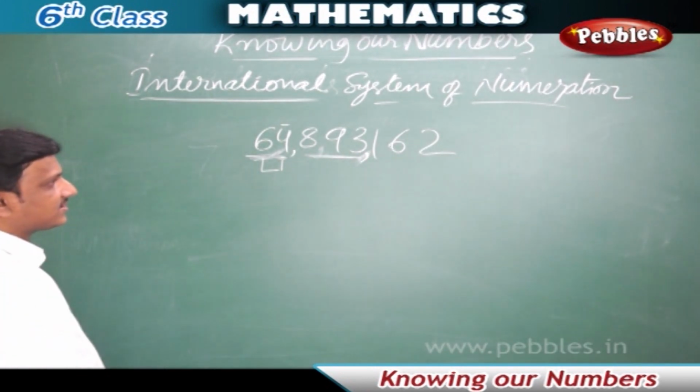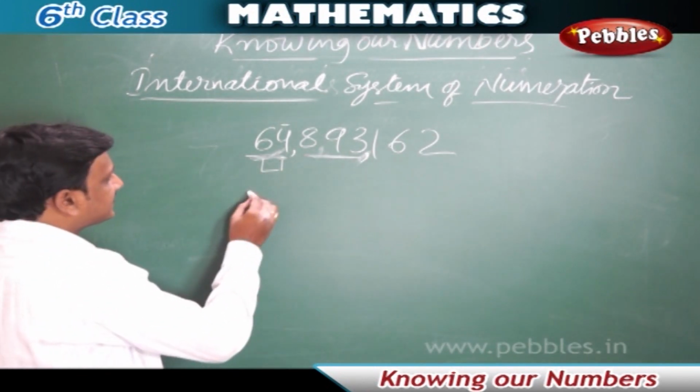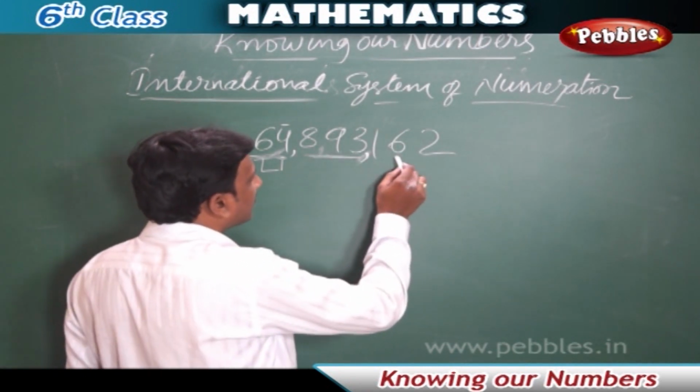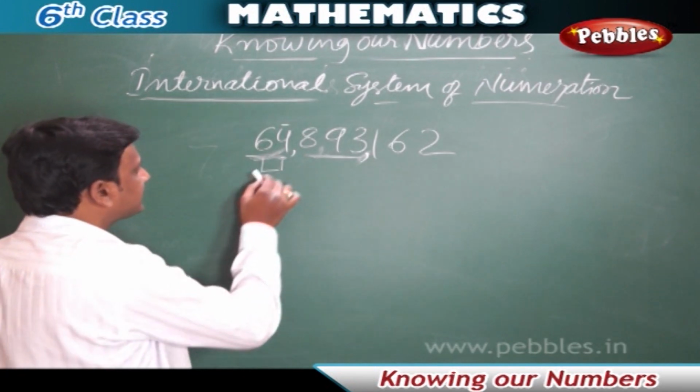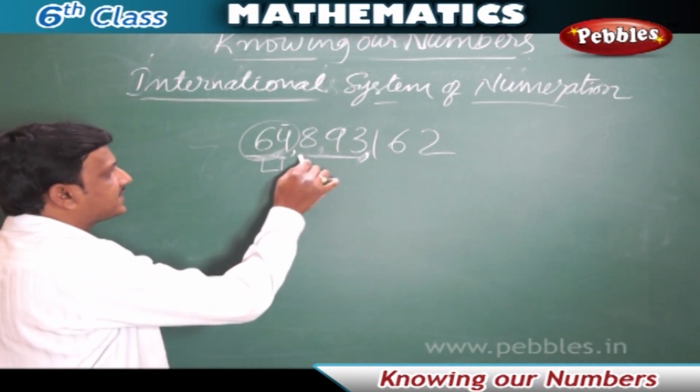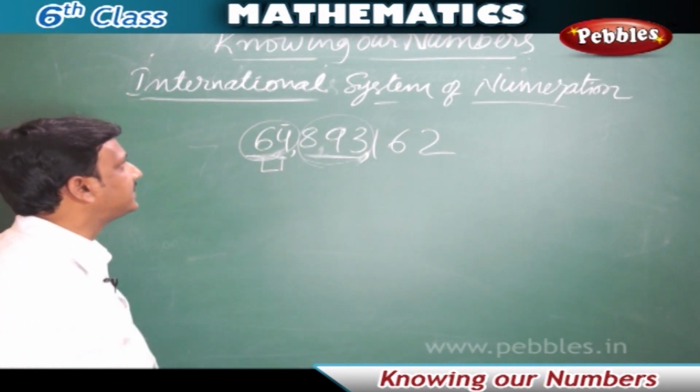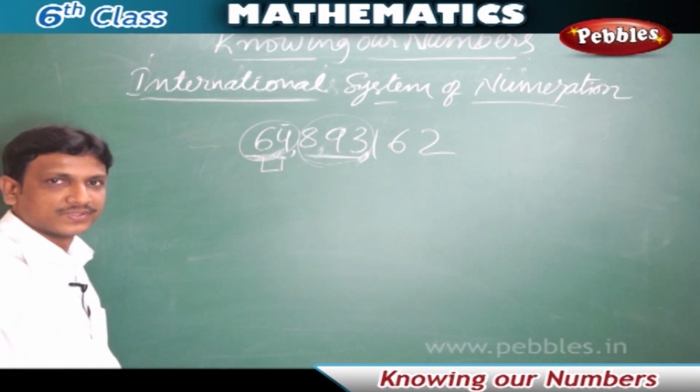Now, in the international system, this number is read as 64,893,162. It is called 64,893,162 according to the international system of numeration.